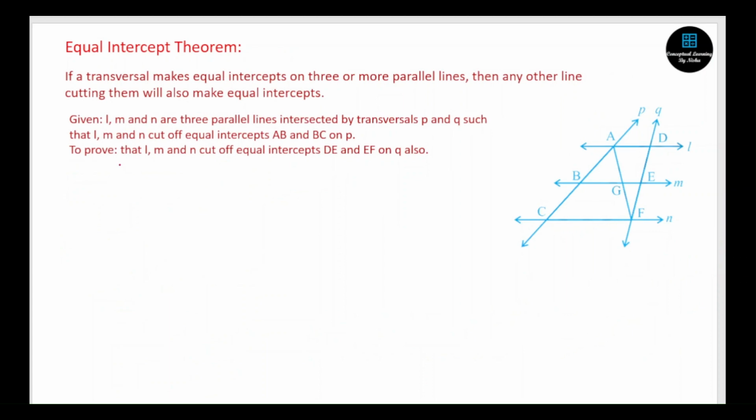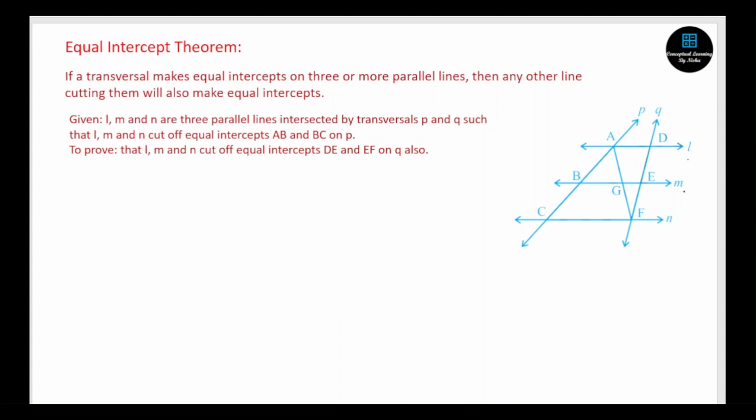Alright, now equal intercept theorem. Now for ICSE board, this is a theorem, and for CBSE they have given this as an example in NCERT. So let's understand this. It is a very interesting fact. Now what does it say? If a transversal makes equal intercepts on three or more parallel lines, then any other line cutting them will also make equal intercepts. Ma'am, we couldn't understand anything. So don't worry. See what they are saying. First of all, break this. Three or more parallel lines.